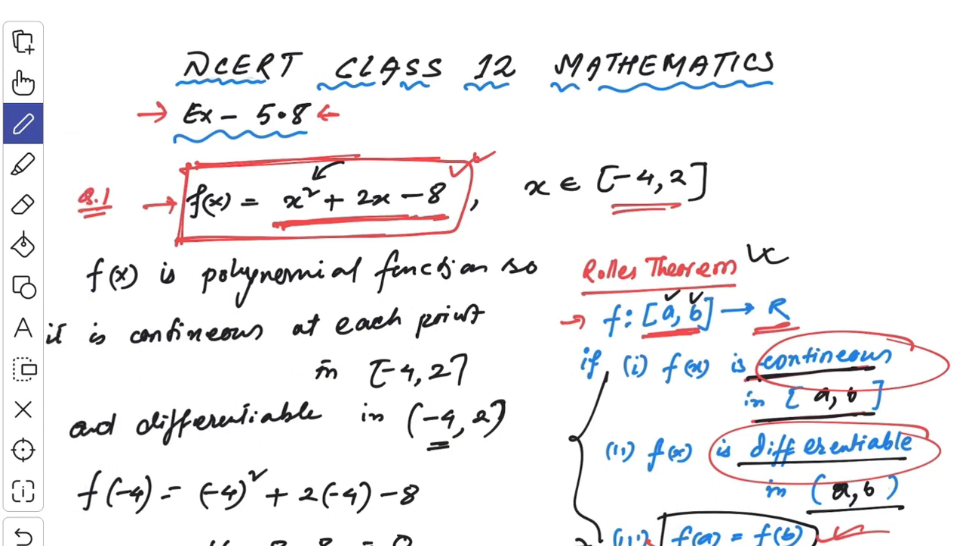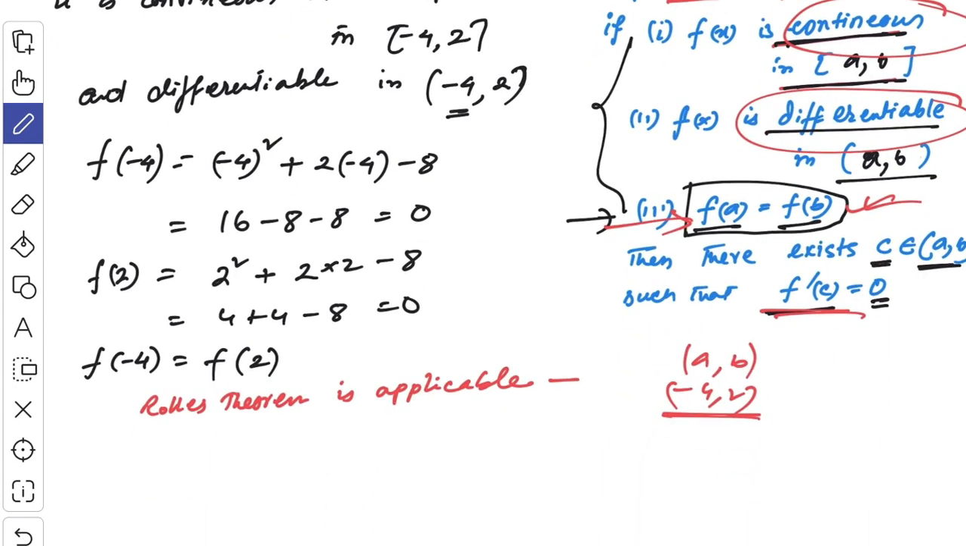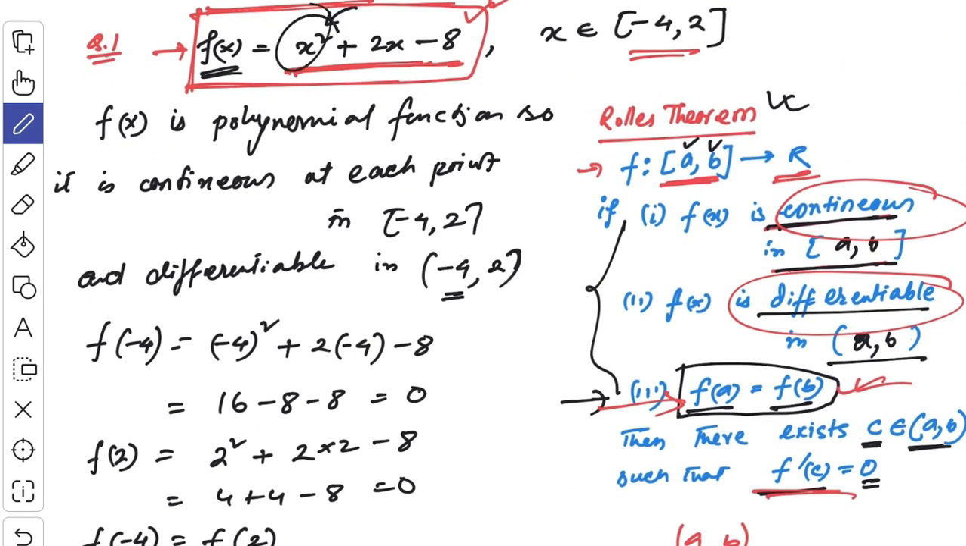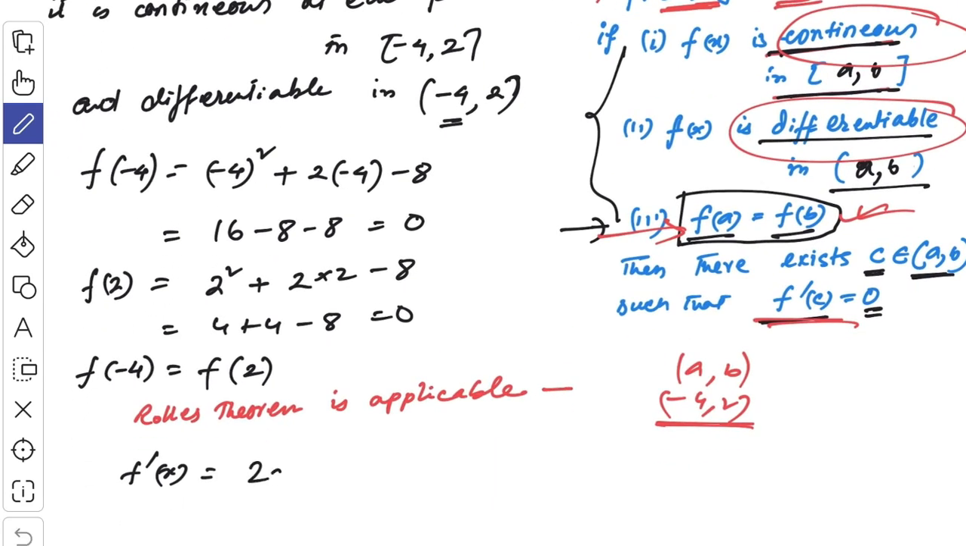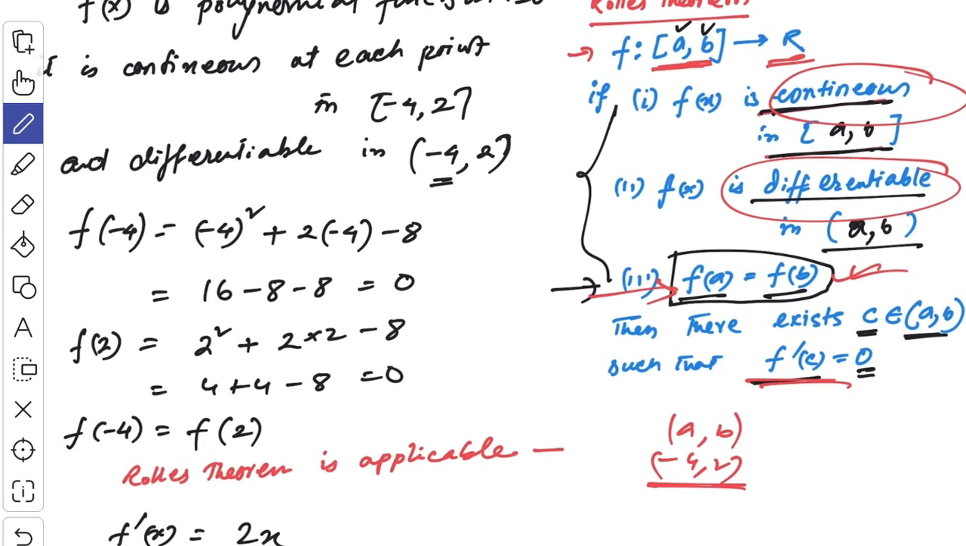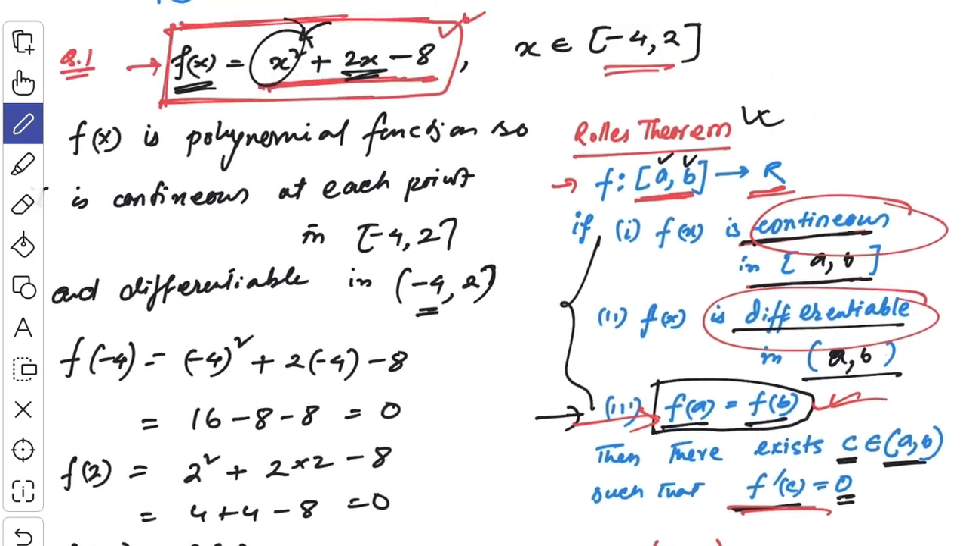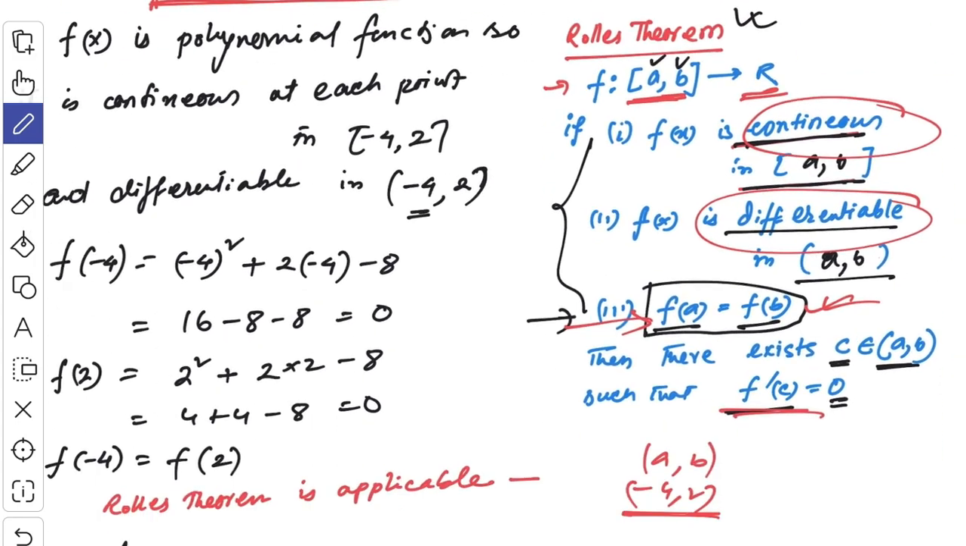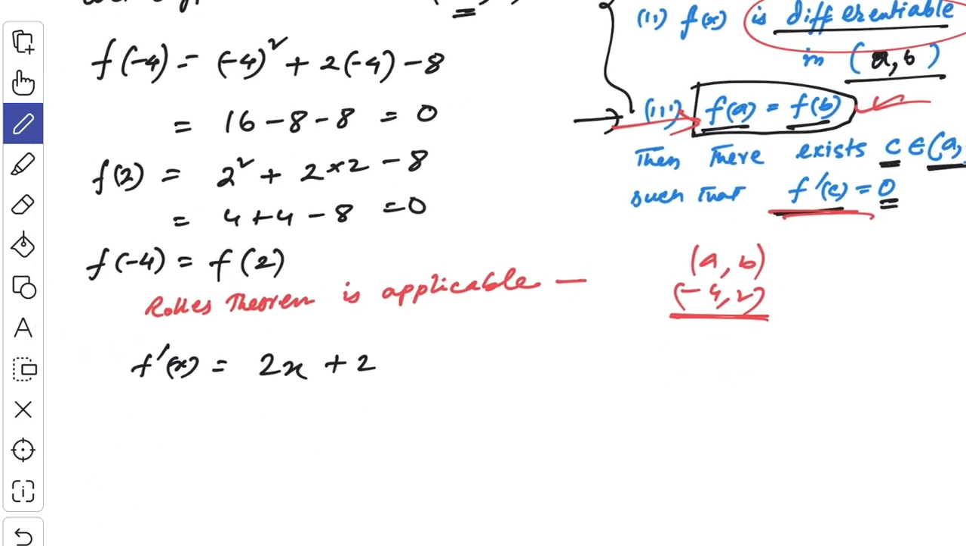So if you differentiate this function f of x, then f dash of x will be equal to, the first term is x square, so it's going to be 2x, and the next term is 2x, so if you differentiate it, it will give you 2 only. The next term is a constant, so it's going to be 0. So f dash is this one.